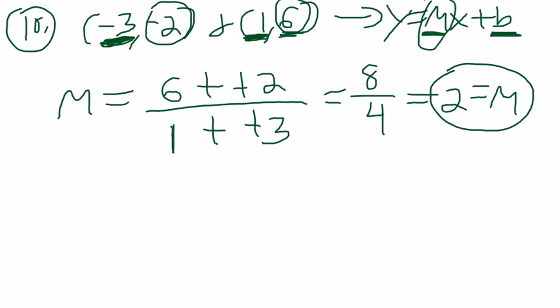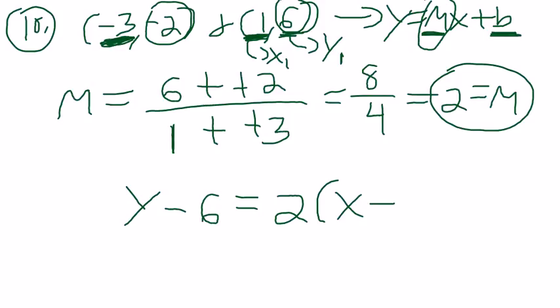Now I could use any of the points. I'm going to use (1, 6) as x sub 1, y sub 1, just because they're positives. I think it's going to be easier working with the positives. So if I put this in point slope form, I'm going to have y minus that y sub 1, which in this case is 6, equals the slope, which is 2, times the quantity of x minus x sub 1, which is the 1. Then I just have to get y by itself.